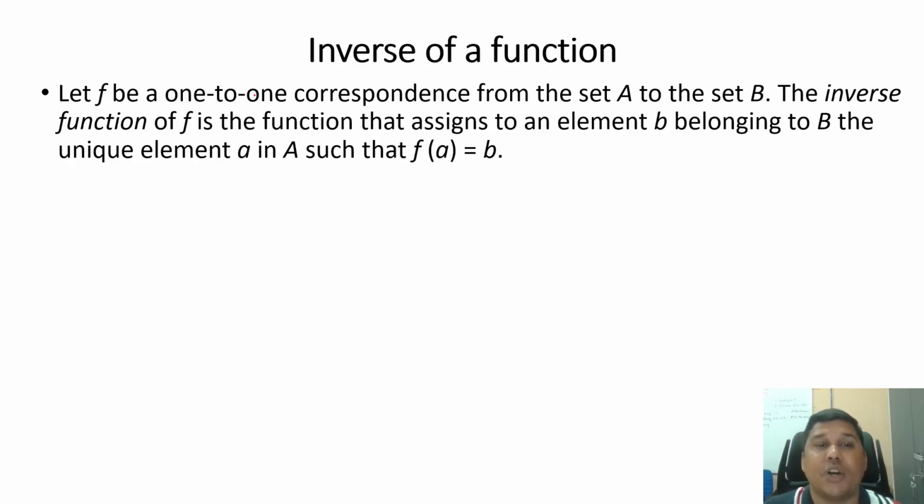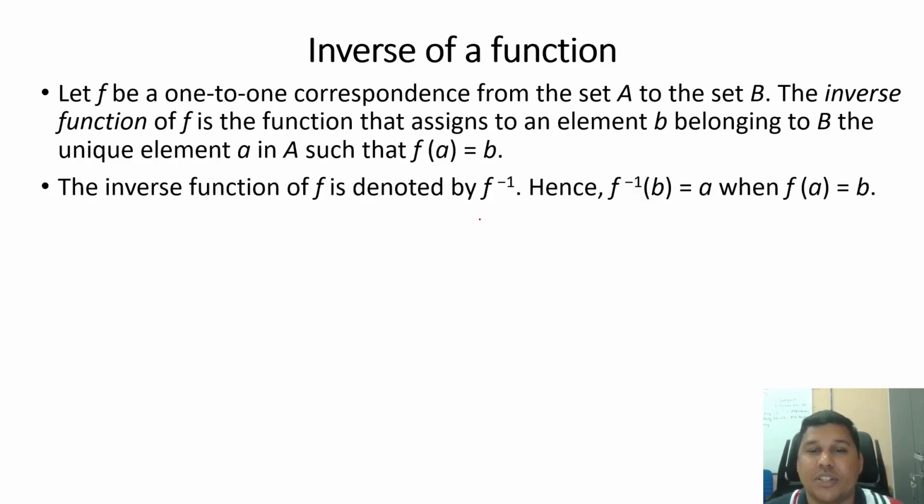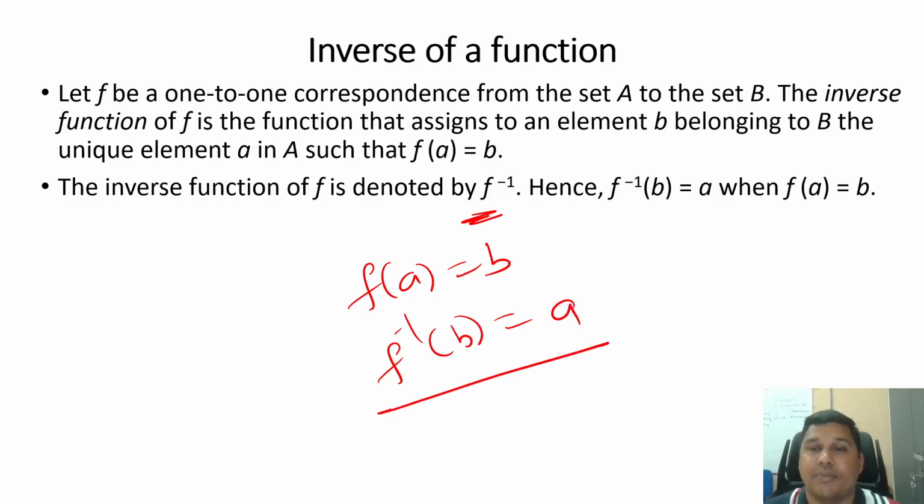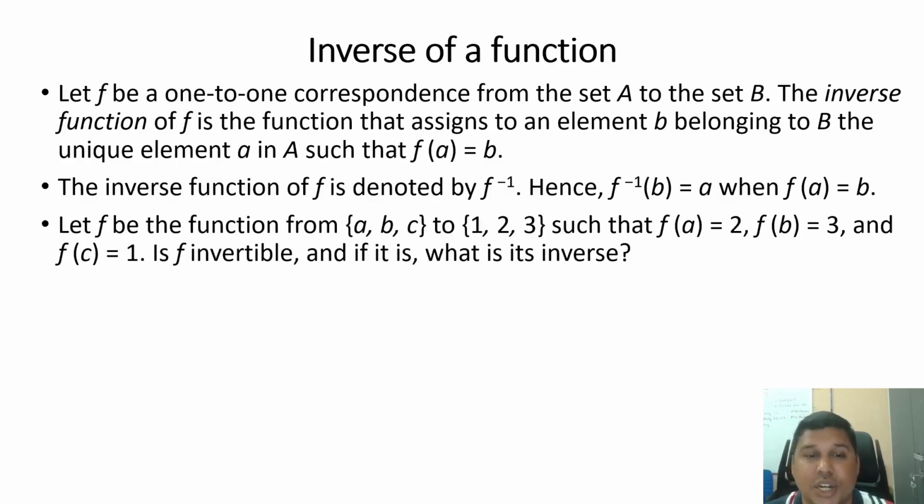So let f be a one-to-one correspondence, or bijective, from set A to set B. The inverse function of f is the function that assigns an element b belonging to B to the unique element a in A such that f of a equals b. See here, inverse is denoted by f inverse. So when you write function f of a equal to b, f inverse of b will be a. This is the inverse. So if you are given a function, it should be a one-to-one function.